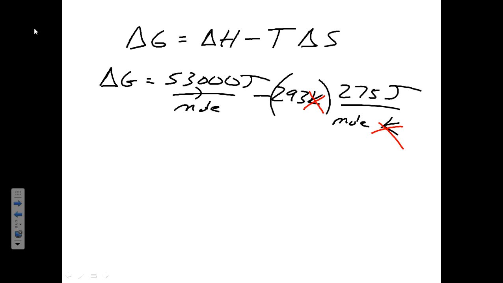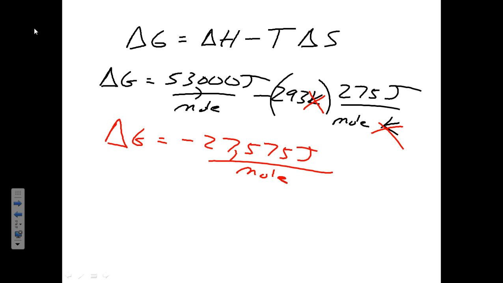So now we multiply this out. So 293 times 275. Subtract that from 53,000. And we end up with an answer of negative 27,575 joules per mole.